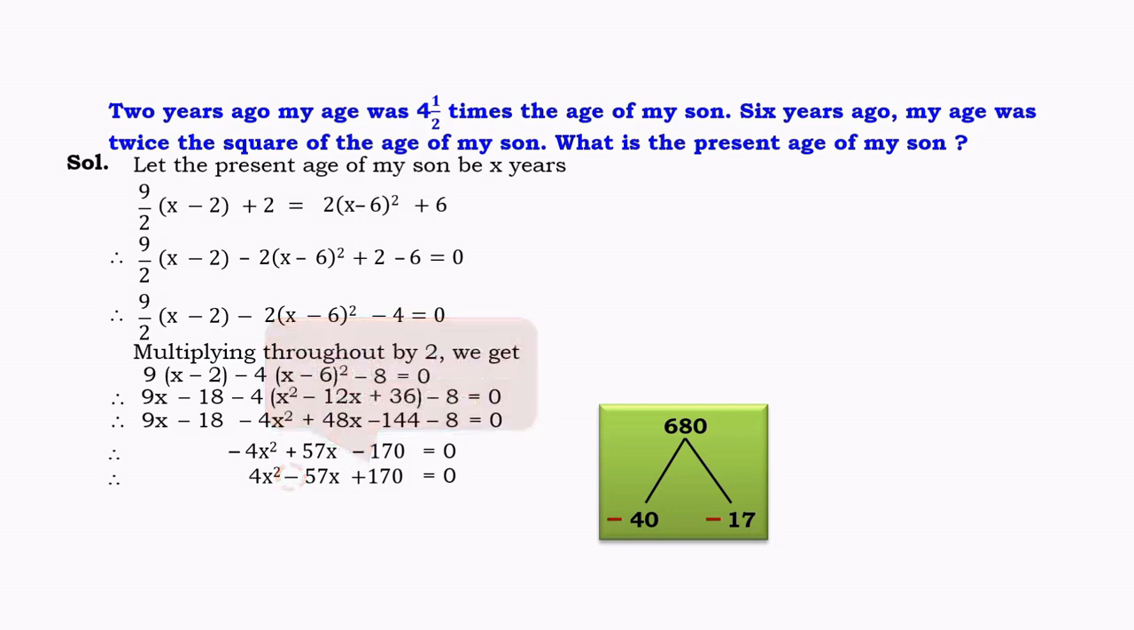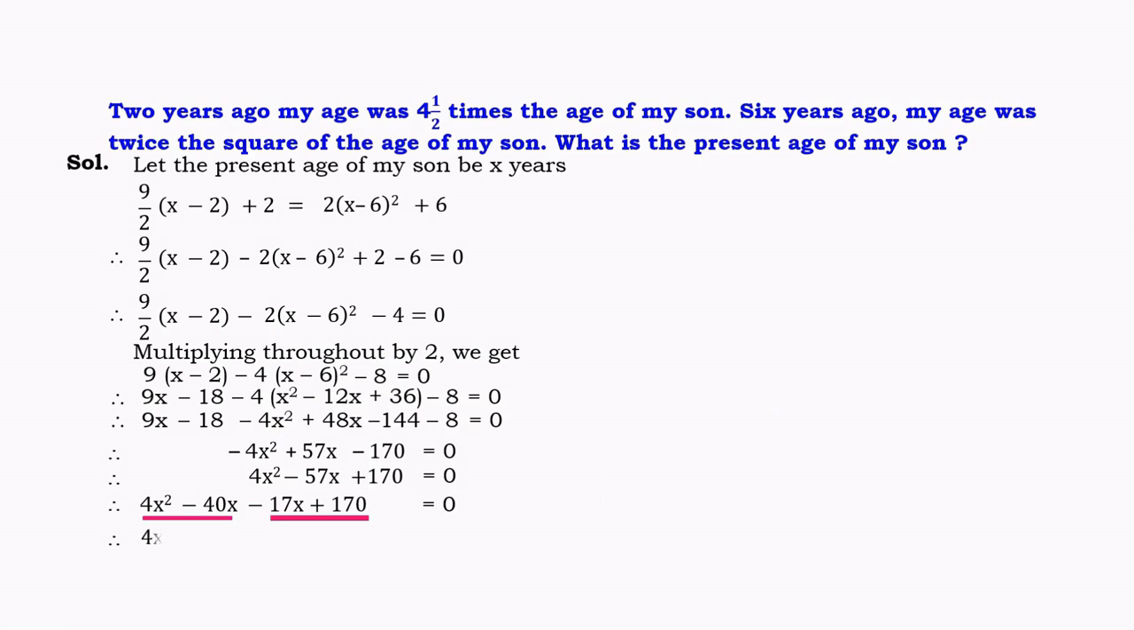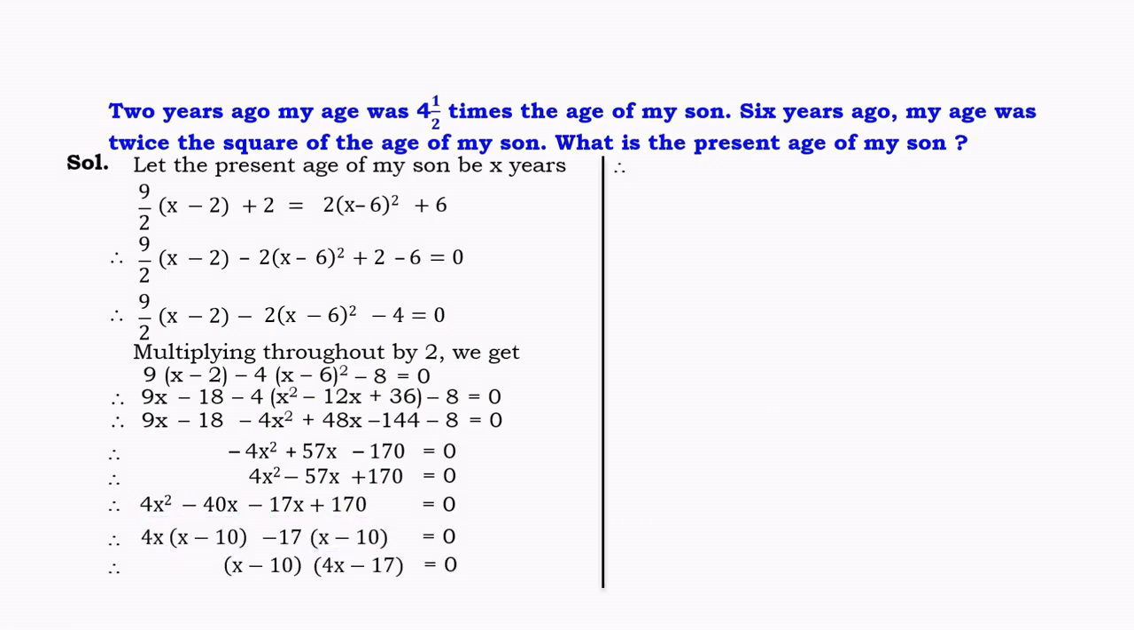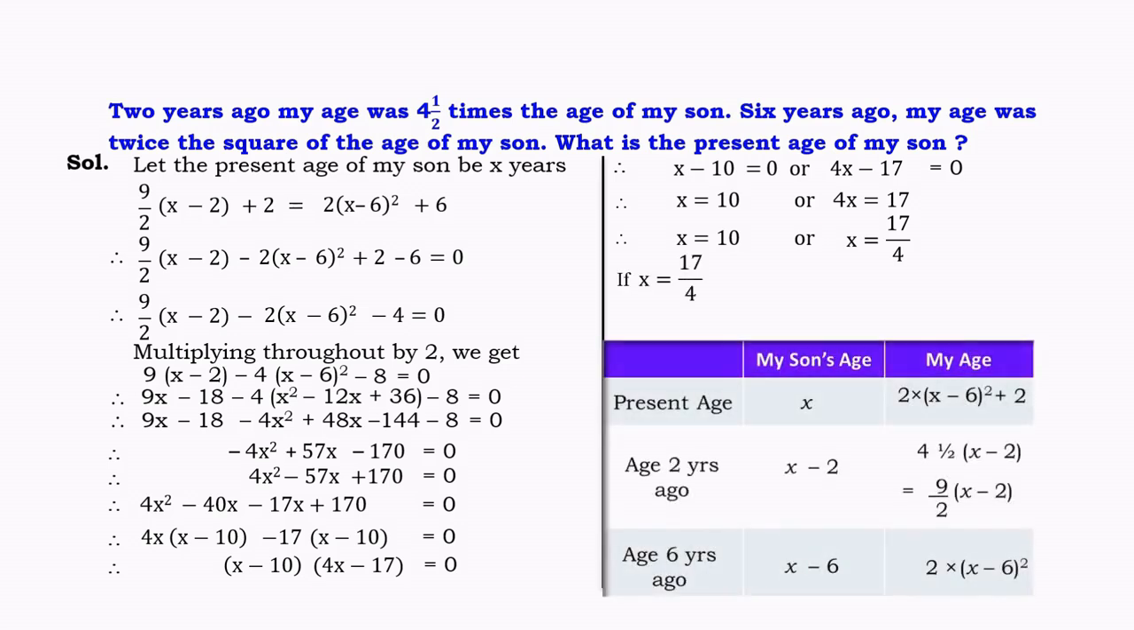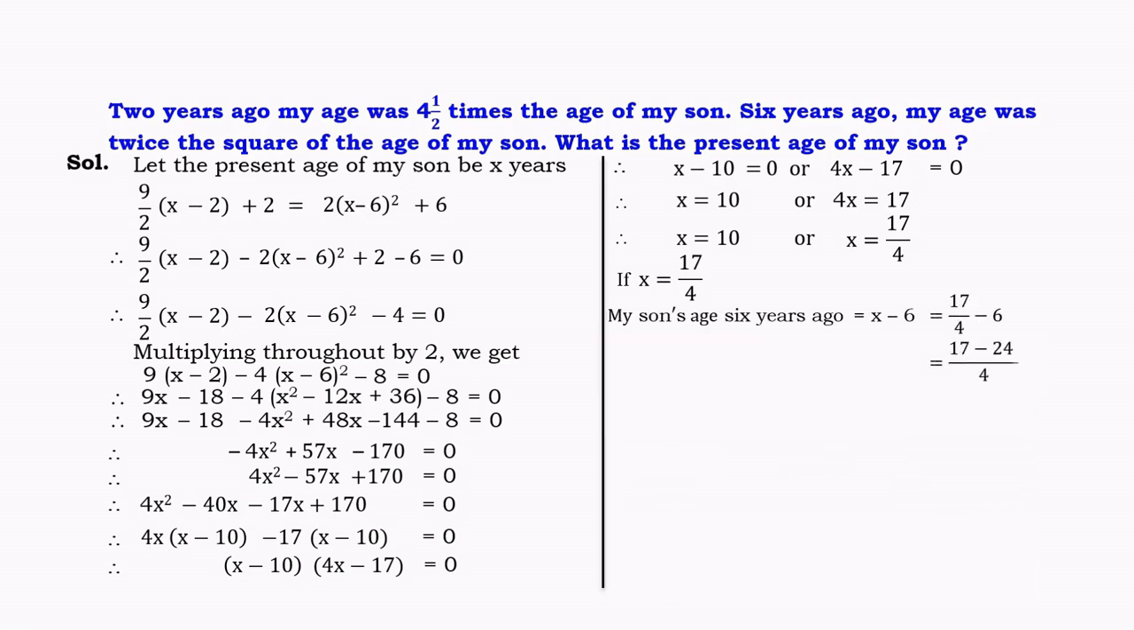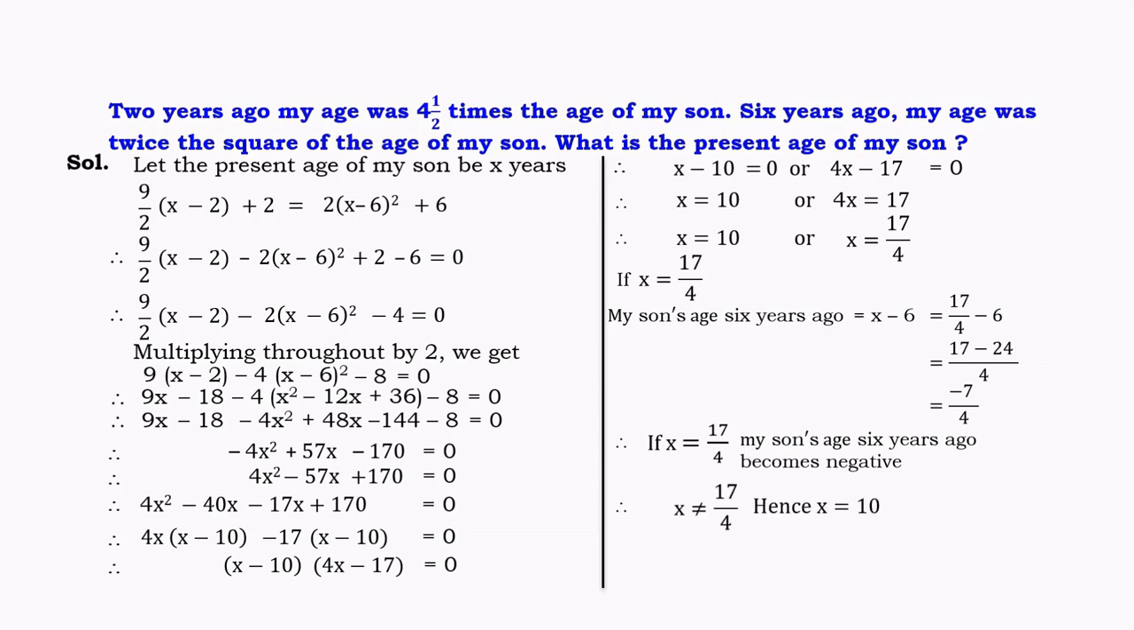Using these factors, we split the middle term and factorize the equation. After factorization, we get x minus 10 multiplied by 4x minus 17 equals 0. Therefore, the possible values of x are 10 and 17 by 4. Now, let us check which value is acceptable. If x is 17 by 4, then the son's age 6 years ago becomes negative, which is not possible because age cannot be negative. So, we reject this value.